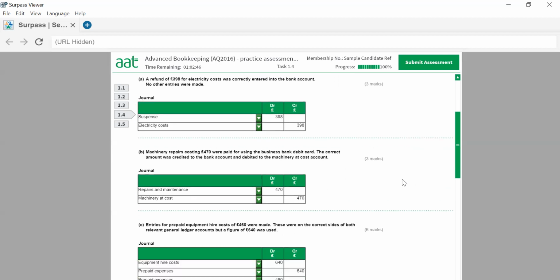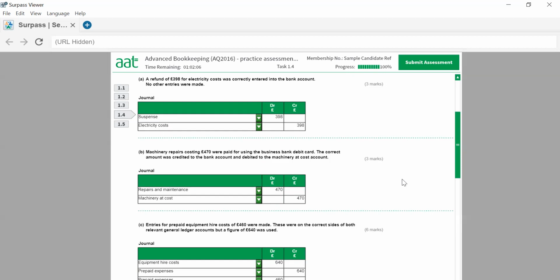This one says machinery repairs costing £470 were paid for using the business bank account debit card. The correct amount was credited to the bank account and debited to the machinery cost account. Okay, so the bank is fine. They credited the bank for 470, but they debited the machinery cost account, and it should have been repairs. Hopefully you can remember that that is what we call an error of principle, because it's a wrong type of account altogether. So we need to put it right.